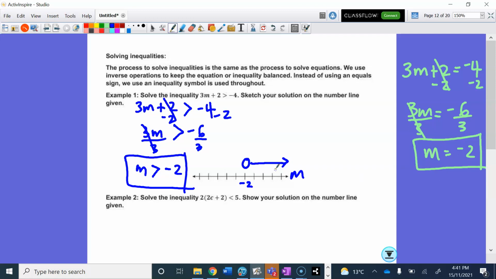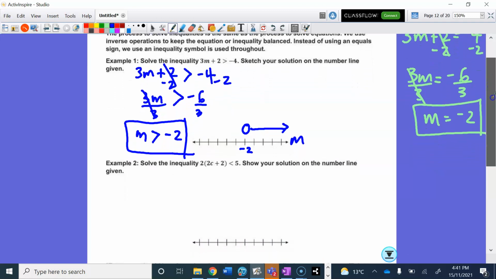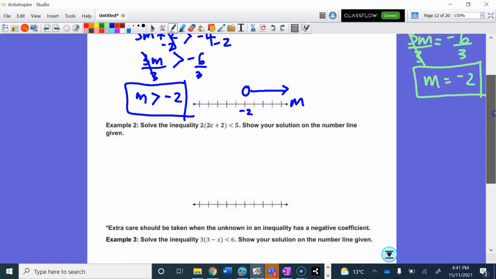Okay, so it could be negative 1, it could be 0, it could be 6, it could be 500. But anything that's bigger than negative 2 as a value of m, substituted into that original inequation, will make a true statement. Anything less than or equal to negative 2 will not. Okay, so I'm going to leave you with example 2 to solve for yourself. You'll be able to do that one using the same kind of idea that you would if it was an equation.